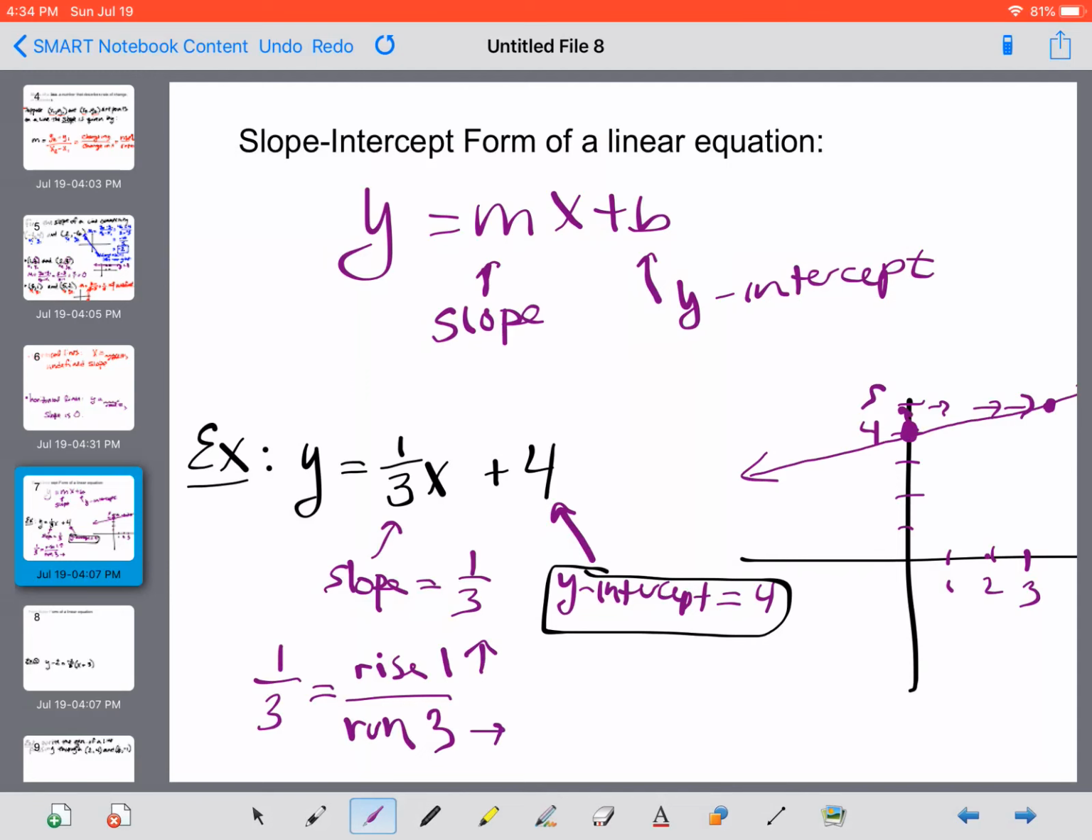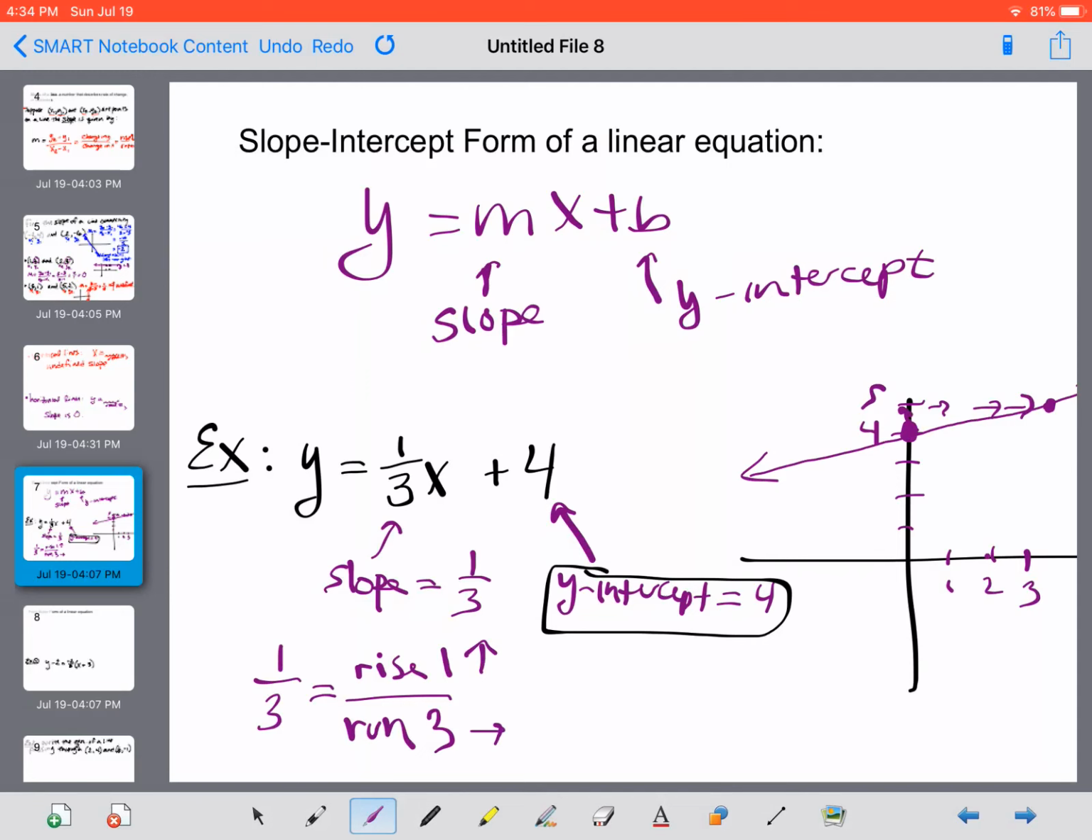Alright, since they were both positive, we were rising up and running to the right. If one of those had been negative, then you would have had to either go down or run to the left instead, and that would have given you that negative slope that you're looking for. Alright, so this can just be a quicker way of graphing a line.